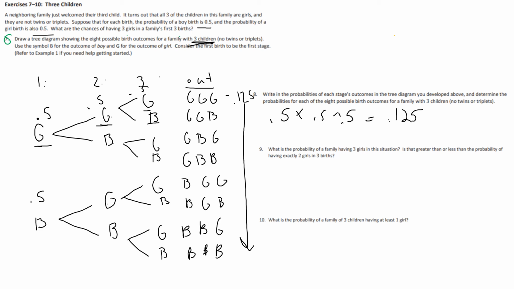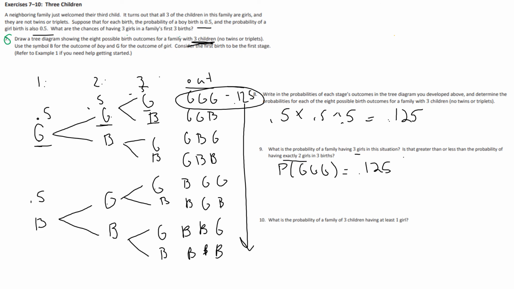Question 9 says, what is the probability of a family having 3 girls in this situation? So if we look at our 3 girls, that's our probability of girl, girl, girl, which is our first one. So if we look at that, our probability, we know for each one, is 0.125. Is that greater than or less than the probability of having exactly 2 girls?